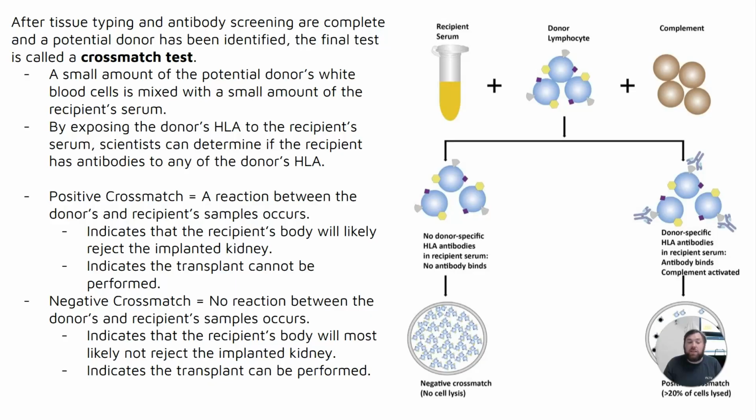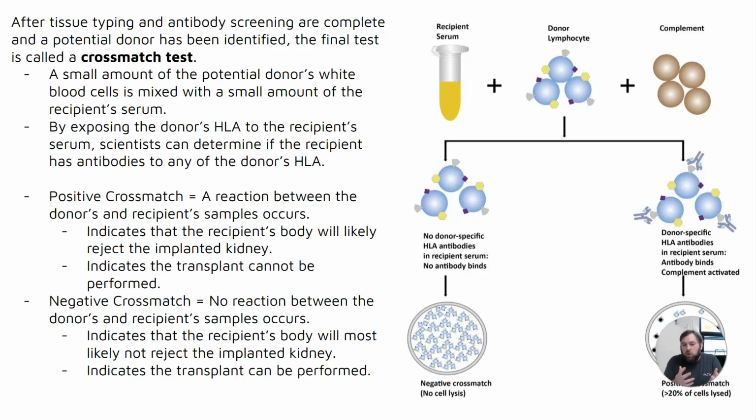What we're looking for instead, kind of like when you hear a negative test for cancer, is a negative test here. We want no reaction to happen between the donor and the recipient's samples. If that occurs, then that means you don't have any antibodies that will attack this piece of tissue, and therefore you can be mostly assured that the patient will not reject the implanted kidney and that the transplant can be performed. Again, this is complicated genetics, but you can notice that a lot of the same vocabulary, antigens, leukocytes, all pop up over and over again.